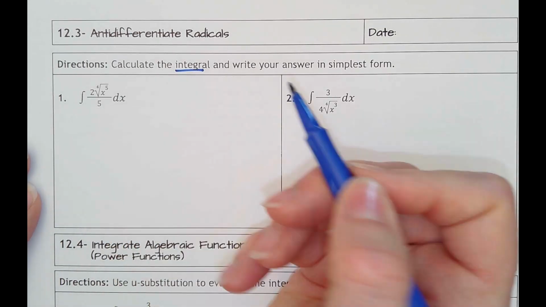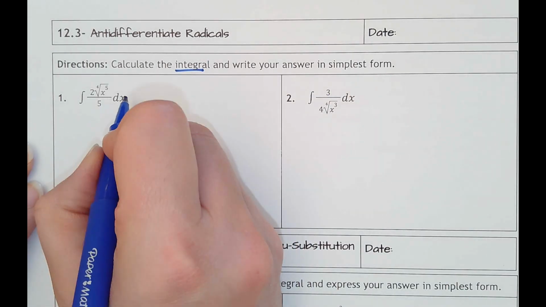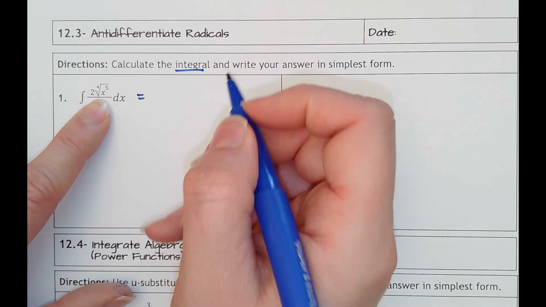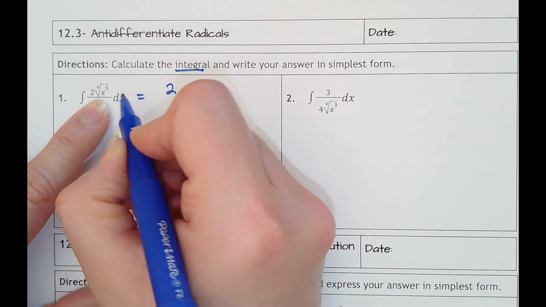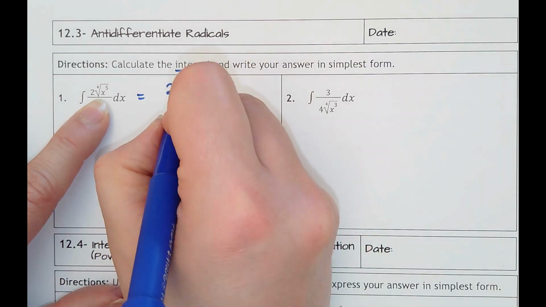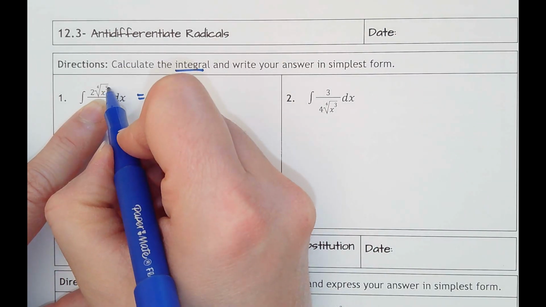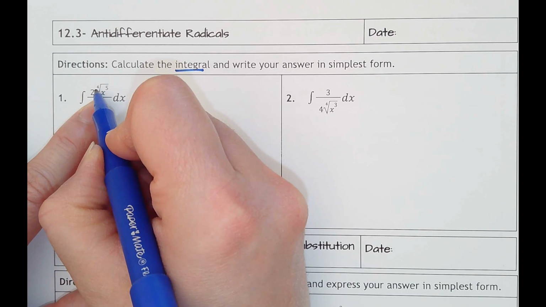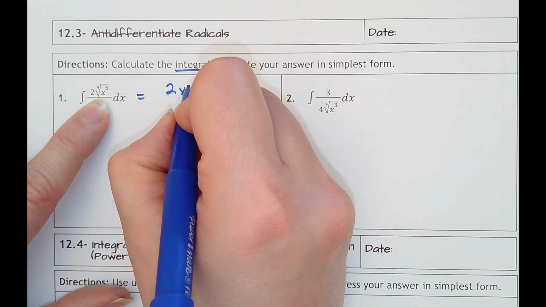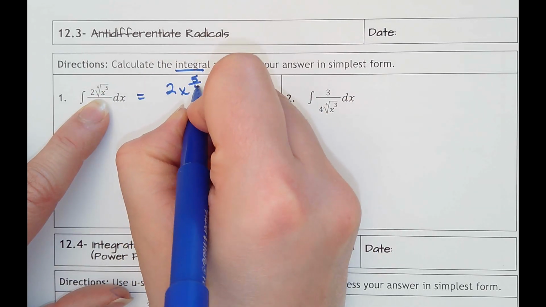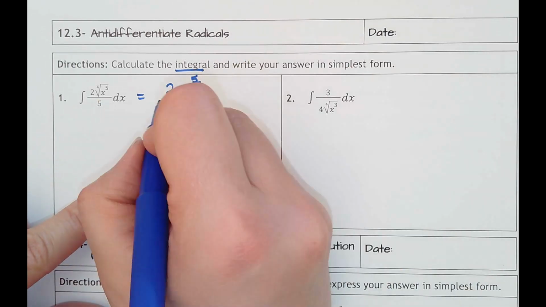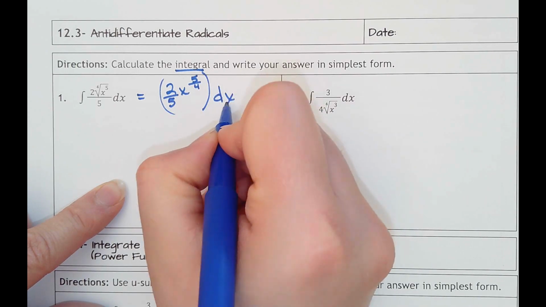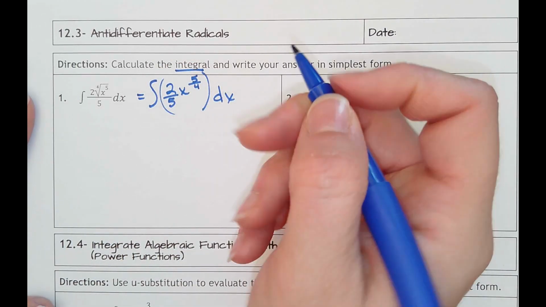So directions say to calculate the integral and write your answer in simplest form. That just means anti-derive. So this function I would rewrite as 2, and then this becomes x to the 5/4. Remember how to take a radical and write it as a power? This is the numerator of the power, and then the index of the radical, whatever root it is, the denominator. So this would be x to the 5/4 power, and I'll probably want to make that 2/5 x to the 5/4 power. That's the function we want to anti-derive.